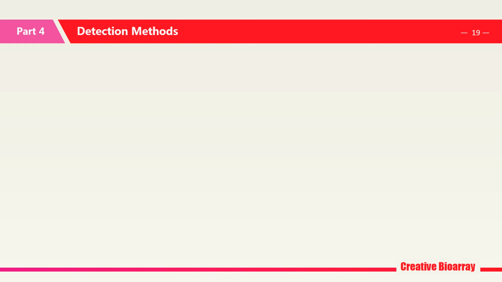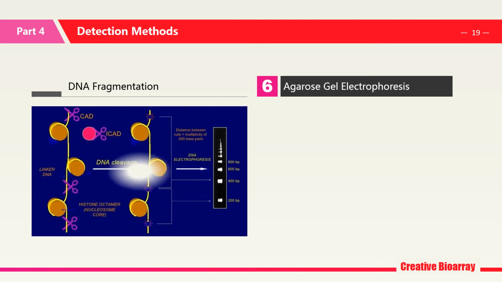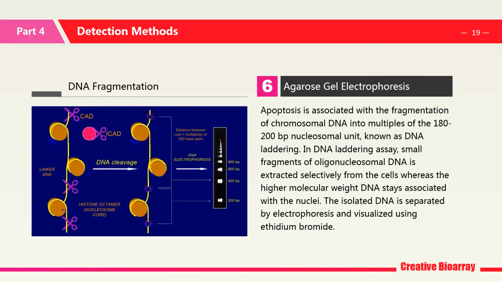Apoptosis is associated with the fragmentation of chromosomal DNA into multiples of the 180 to 200 bp nucleosomal unit, known as DNA laddering. In the DNA laddering assay, small fragments of oligonucleosomal DNA are extracted selectively from the cells whereas the higher molecular weight DNA stays associated with the nuclei. The isolated DNA is separated by electrophoresis and visualized using ethidium bromide.